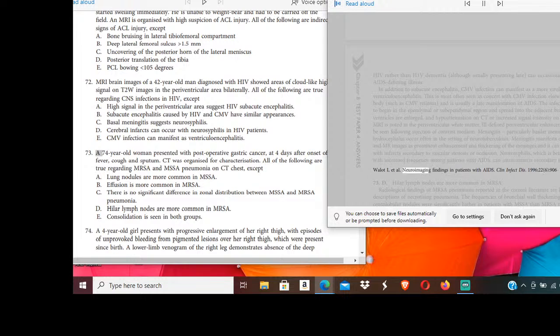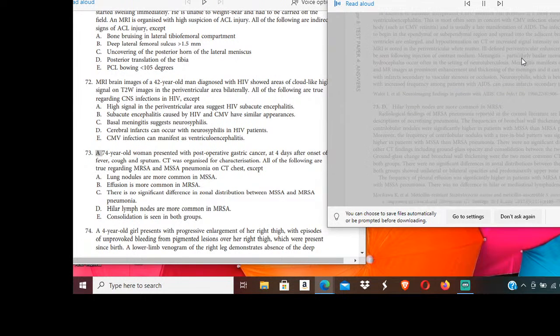Wall et al. Neuroimaging findings in patients with AIDS. Clin Infect Dis 1996; 22:690-619.